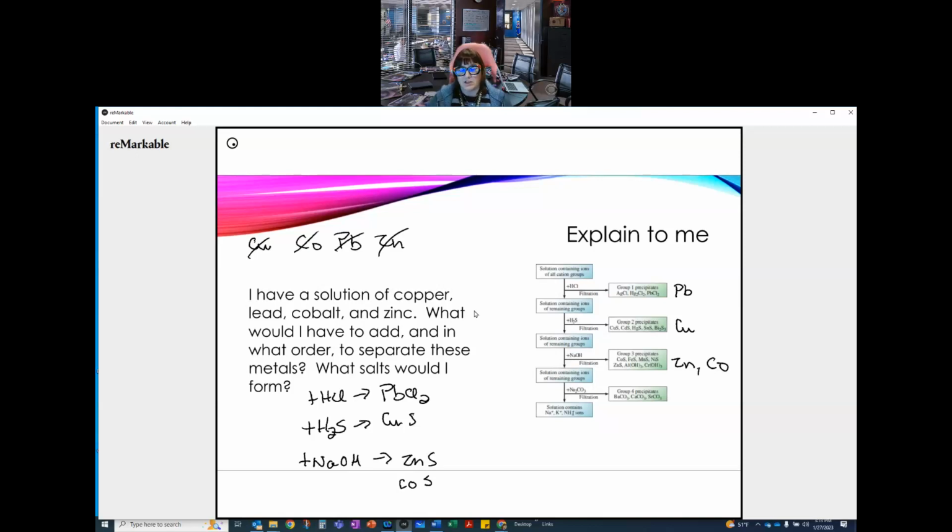And we may be able to use fractional precipitation, in which case we add very slowly in a very controlled fashion to be able to get those apart. But we're going to have to do a little more work here. It's not as easy as it was the last time. Okay, awesome.